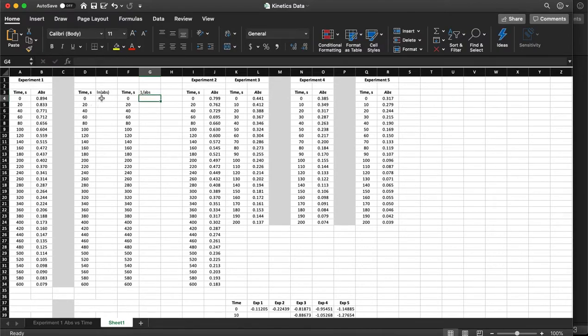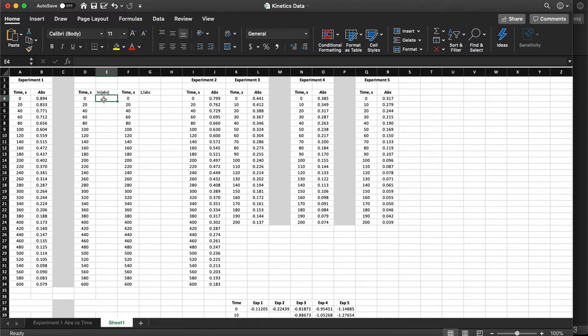Now, one of the great features about Excel is that instead of having to pull out a calculator and calculate the natural log of every one of these values and then fill them into these columns, which would take forever to do, and this isn't even a really big data set compared to things you might be doing in the future, you can use Excel to make this a much easier conversion for you.